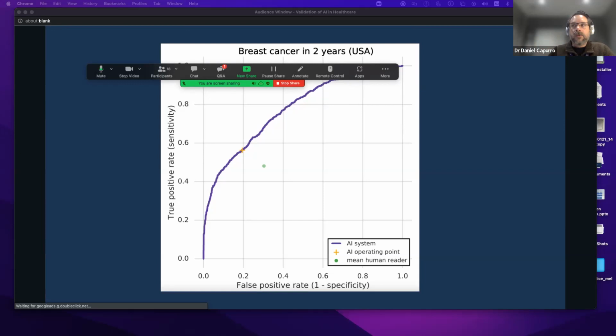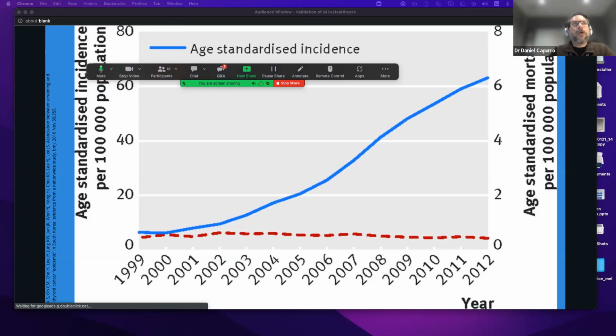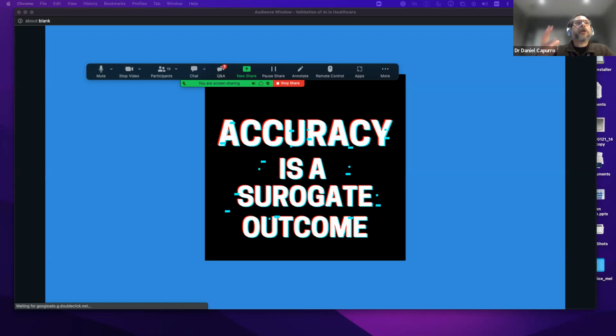Okay, and remember this example. If you get a ton of patients that are now labeled as having thyroid cancer, then we're doing them a disservice if, on the other hand, it doesn't come coupled with an improvement in survival. And again, this is something that you need to burn into your retinas, into your brain. Accuracy is a surrogate outcome.